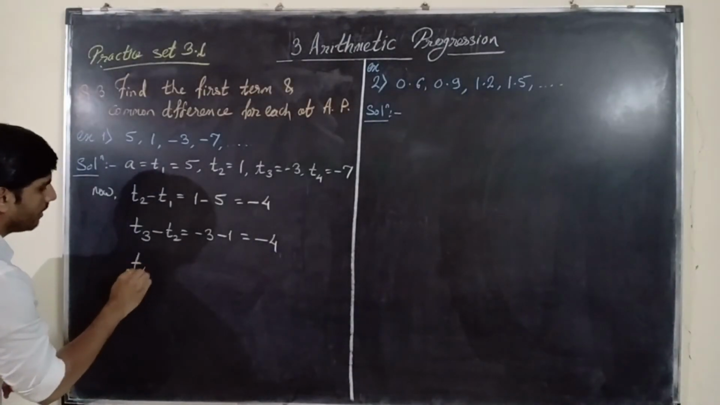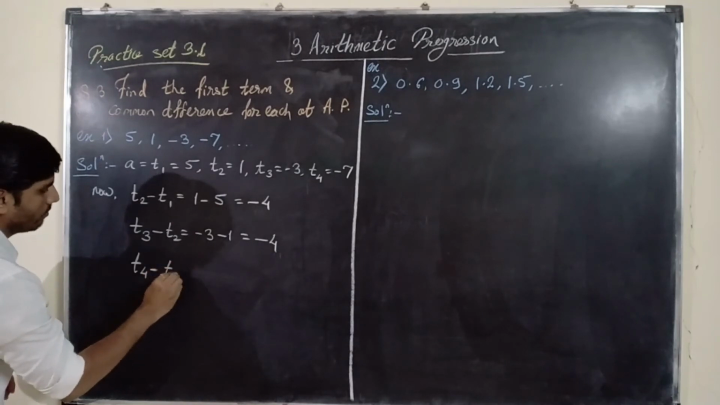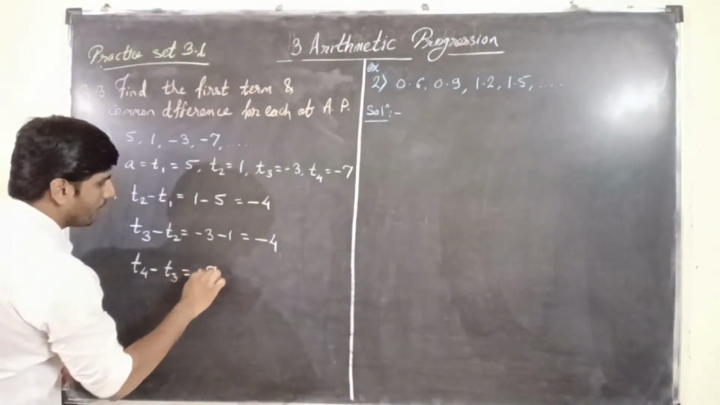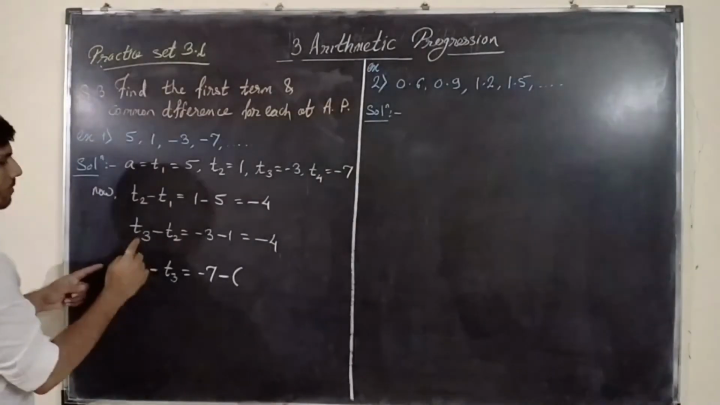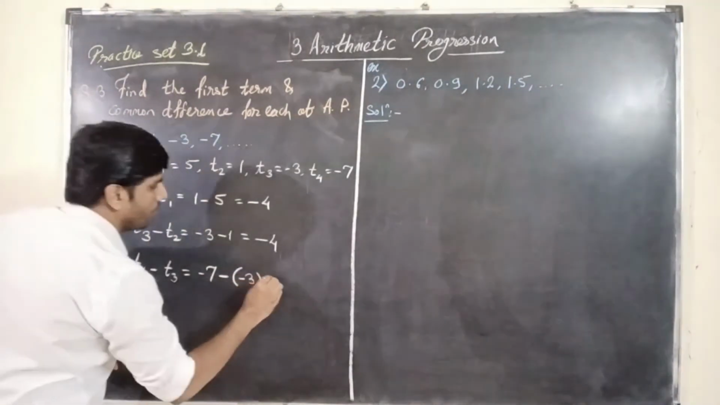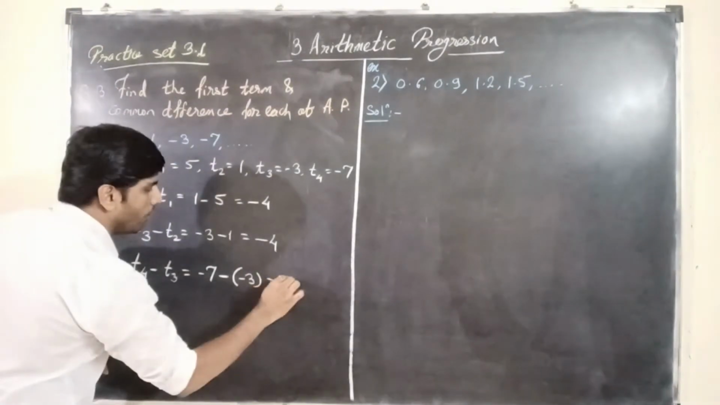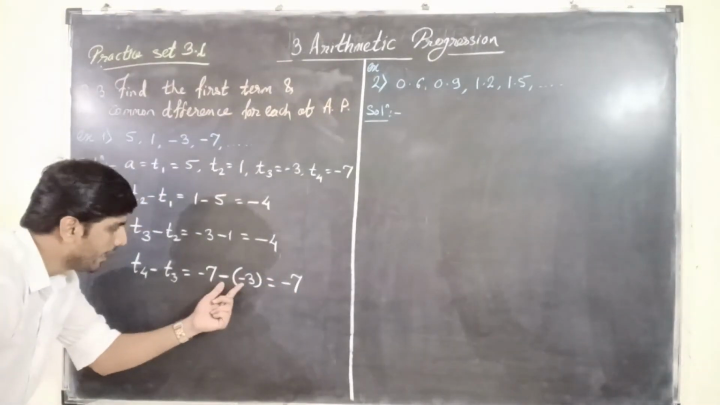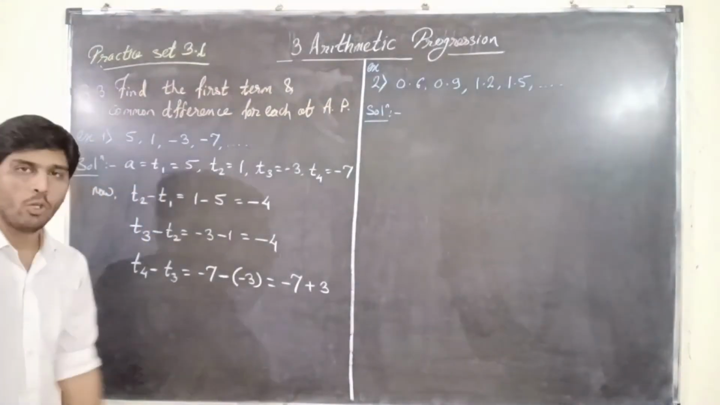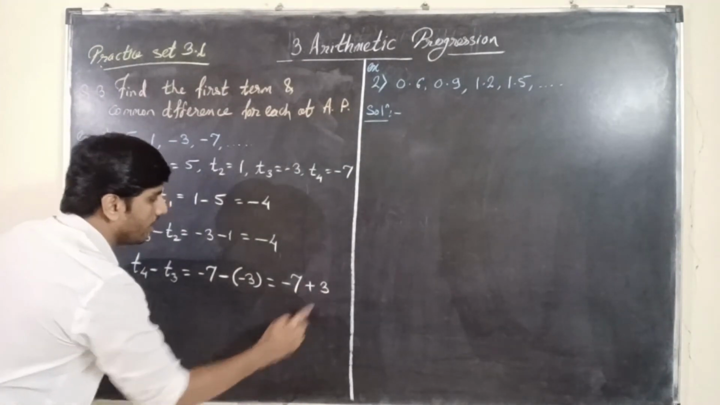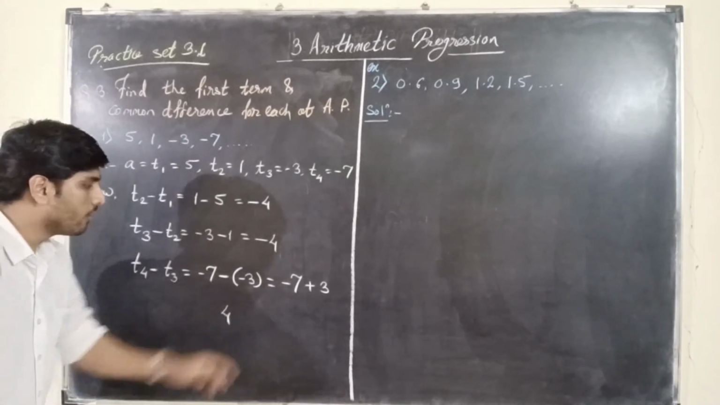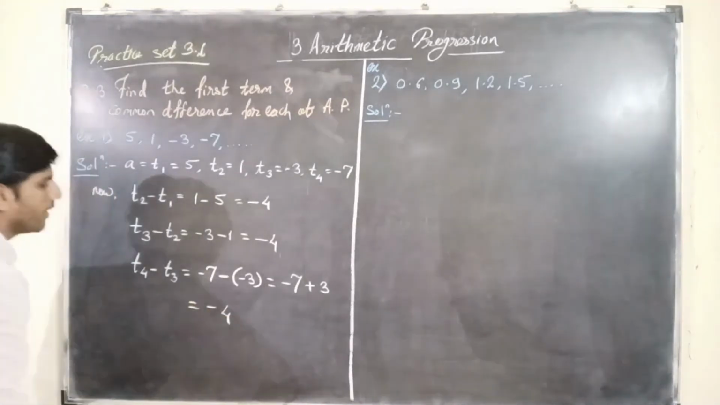Now T4 minus T3, which is equal to T4 is negative 7 minus T3 is negative 3, which is equal to negative 7, will remain as it is, but negative into negative, this will become positive 3. Now here signs are opposite, so subtraction will take place, and difference between 7 and 3 is 4, and greater number sign, here 7 carries negative sign, therefore answer will also carry negative sign.